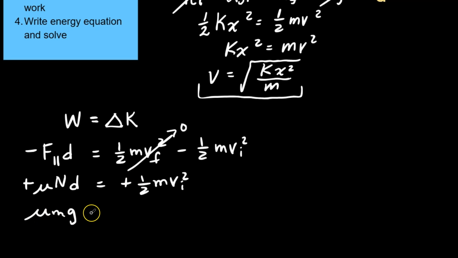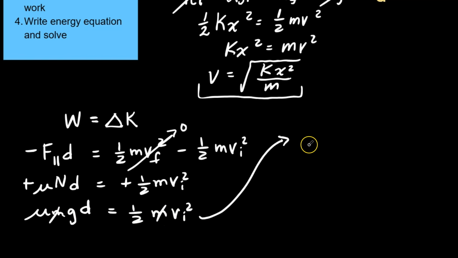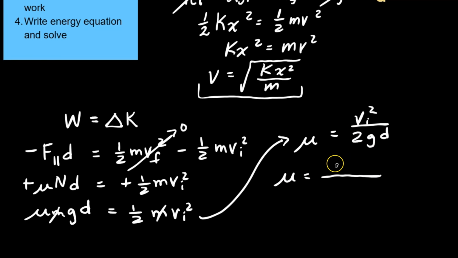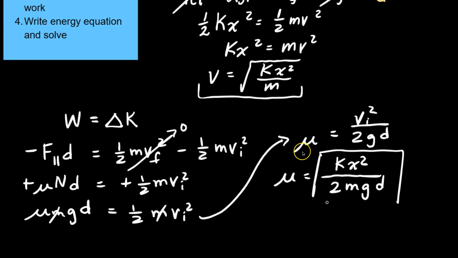Because the cart is on a horizontal surface, the normal force is equal to the weight, or the gravity force, of the cart. So we can substitute mg for the normal force. The m's will cancel out, and we're solving for the coefficient of friction. So that gives us mu is equal to v i squared divided by 2g times the displacement. We can substitute the velocity from the first part of the problem, which is the square root of kx squared over m, and that gives us mu is equal to kx squared divided by 2mgd.